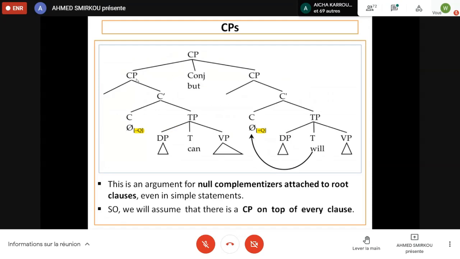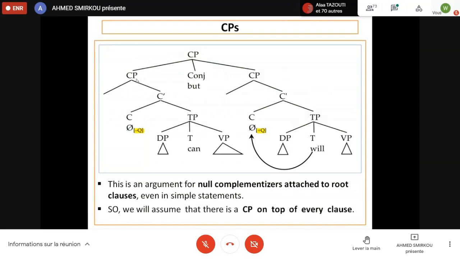Okay, so I'm going to repeat again the main points we talked about in CP. Suppose that in the exam there is a question like, what are the arguments in favor of CP? Or some types of CPs that exist in the language? Or how can you prove that there exists a CP on top of every clause?